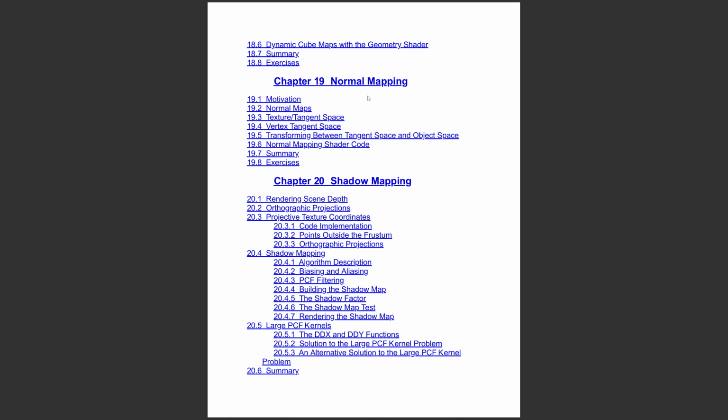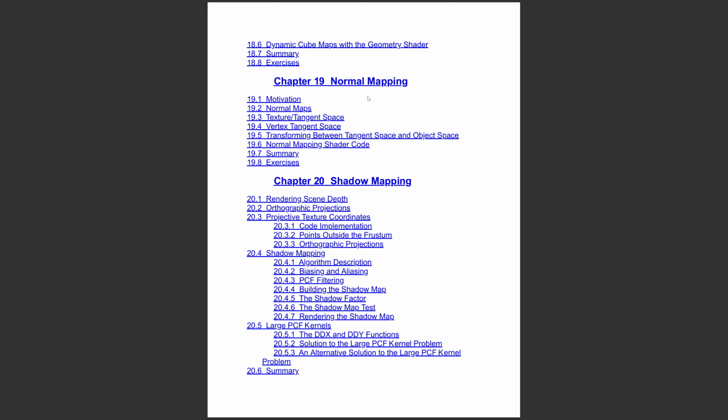So for chapter 19, we'll be talking about normal mapping. I think we're going to be talking about the motivations behind normals and normal maps. We'll have texture and tangent space with a vertex tangent space and transforming between tangent space and object space. And then normal mapping shader code with some summary of exercises.